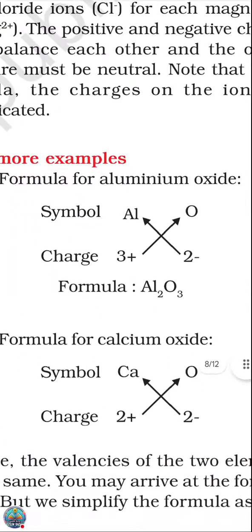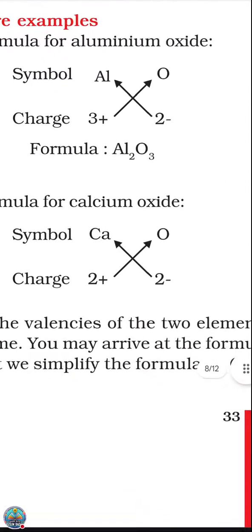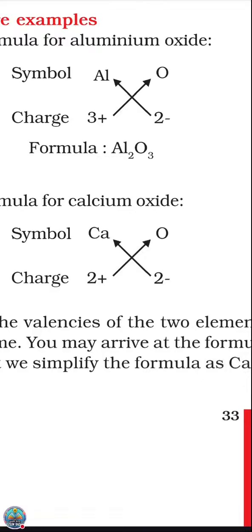Next, aluminium oxide. Aluminium valency is plus 3. Oxygen is minus 2. While writing the formula, we need not write their signs. Only the valency value is needed. Now we are crossing them. So 2 we will put on aluminium and 3 on oxygen. So the formula is Al2O3.